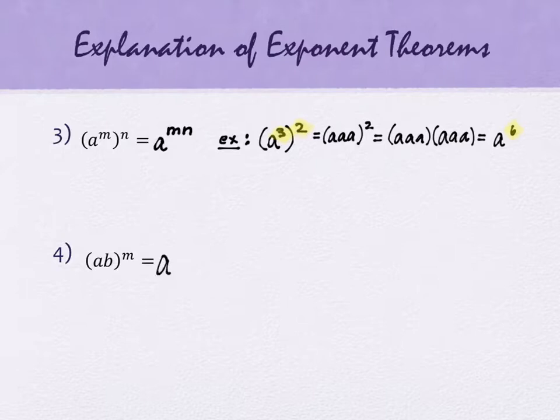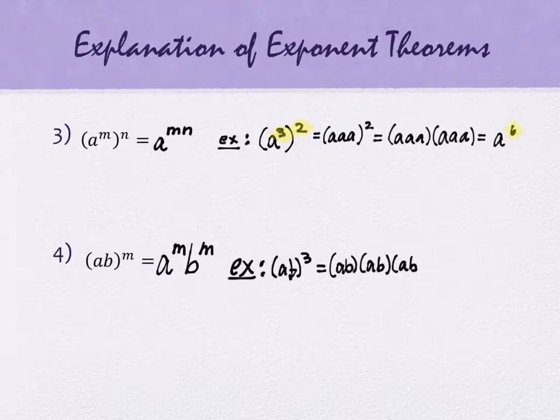And then the last one we said is somewhat similar to a distribution property, a to the m, b to the m. And we're going to do as an example, ab cubed. So just like on the last problem directly above this on my screen, I said that whatever's in the parentheses got repeated twice. Well, this one's cubed, so whatever's in the parentheses, namely AB, gets repeated 3 times because it's cubed. That's really what it means.